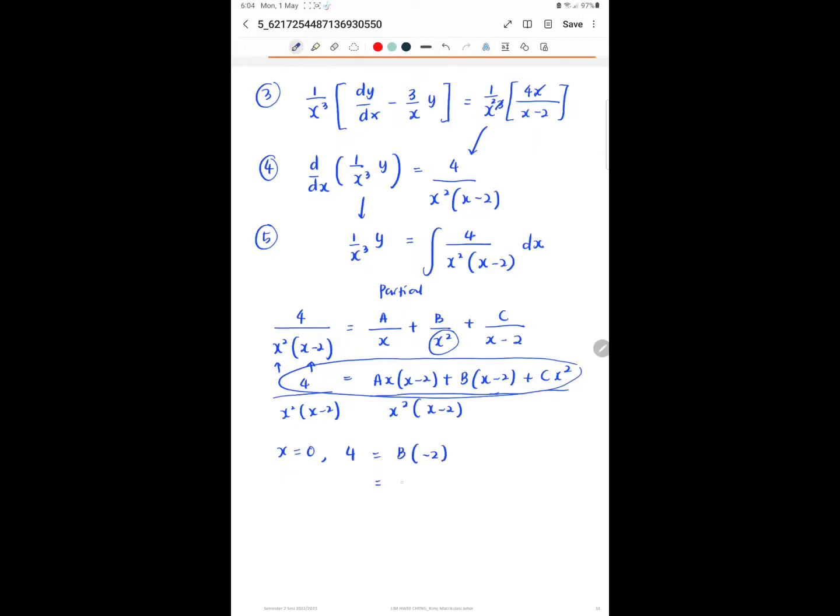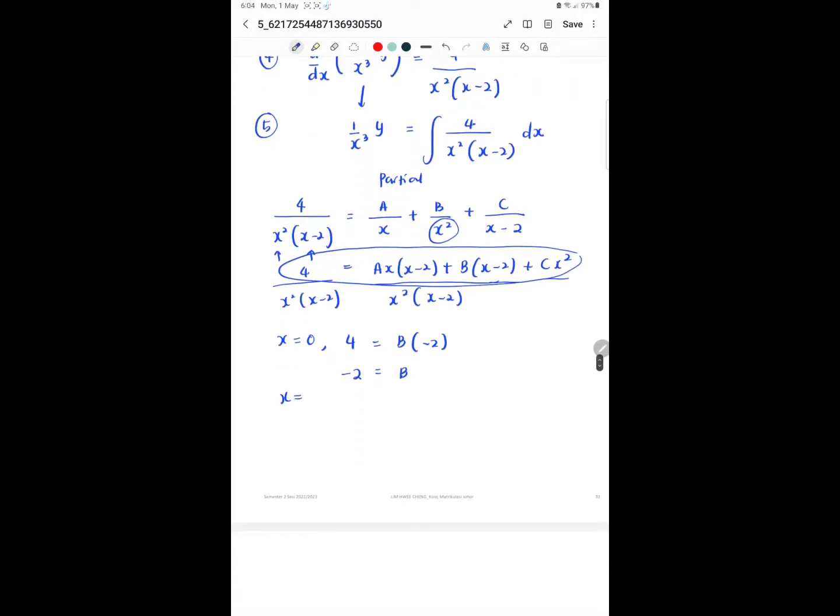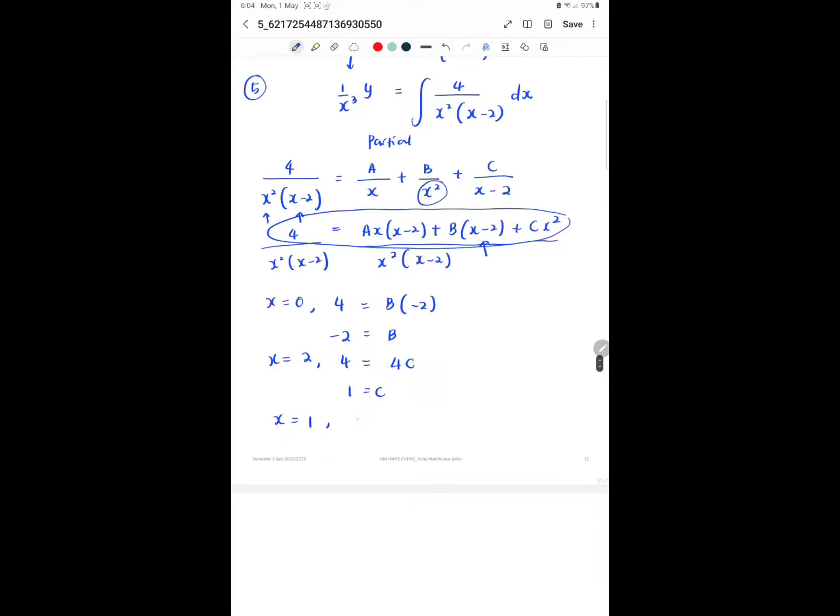When x equals 0, we substitute into x, we get b times negative 2. So we will get the value of b. b is 4 over negative 2, so you'll get b equals negative 2. When x equals 2, we substitute x equals 2, so you'll get 4 equals 4c, and c equals 1. When x equals 1, we don't have any other values for x then, so we will get negative 4 equals negative a plus 2 plus 1. So a is negative 1.